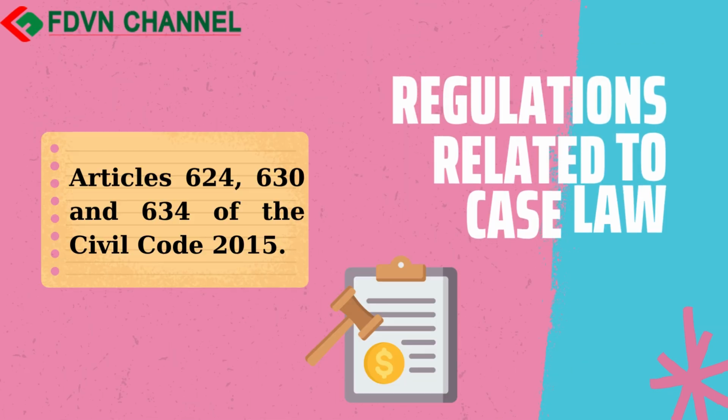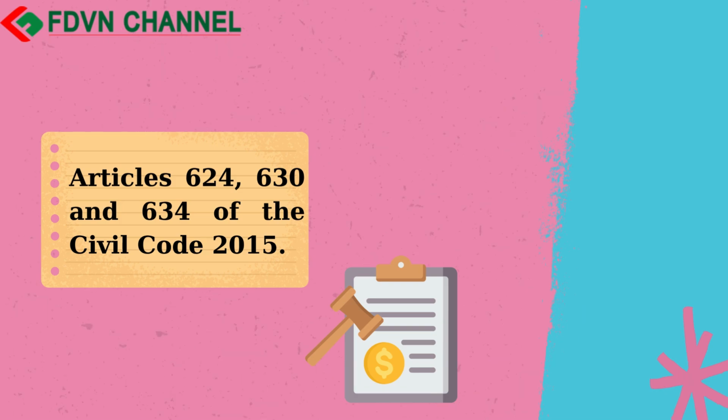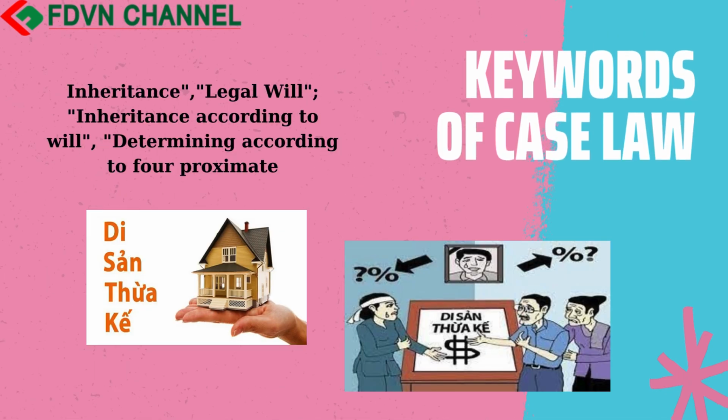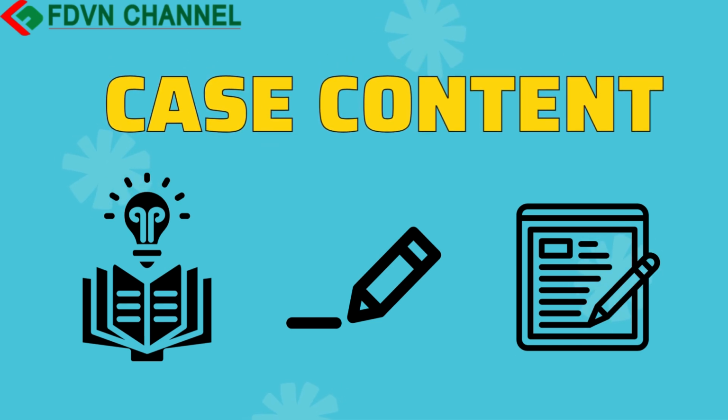Regulations related to case law: Articles 624, 630 and 634 of the Civil Code 2015. Keywords of case law: inheritance, legal will, inheritance according to will, determining according to the four neighbors. Case content.